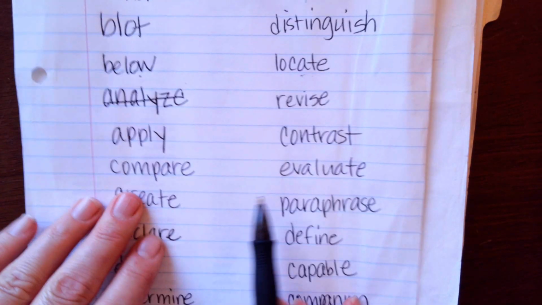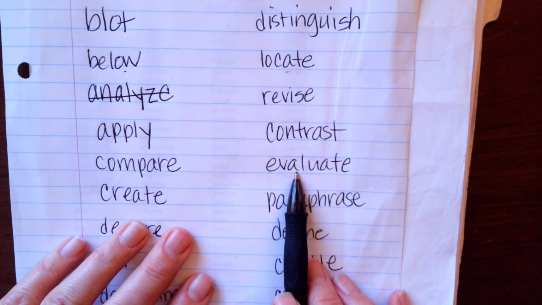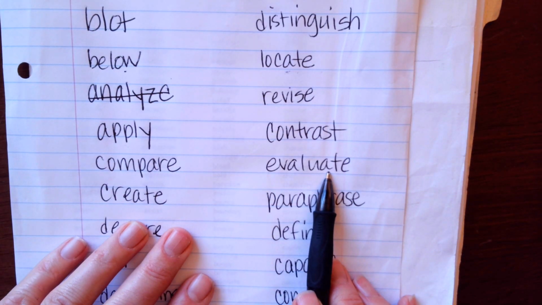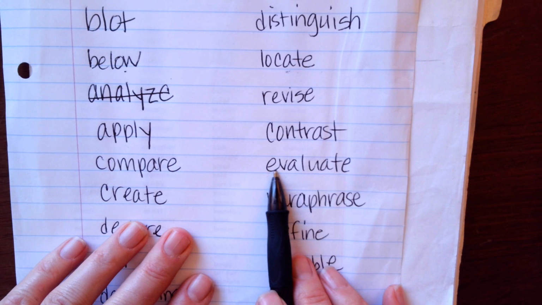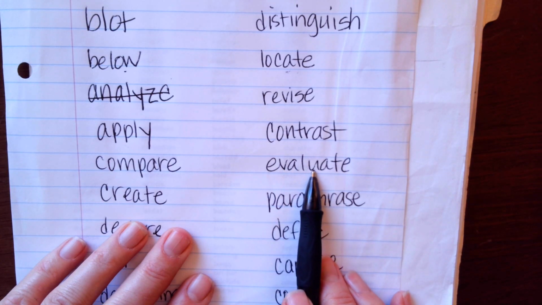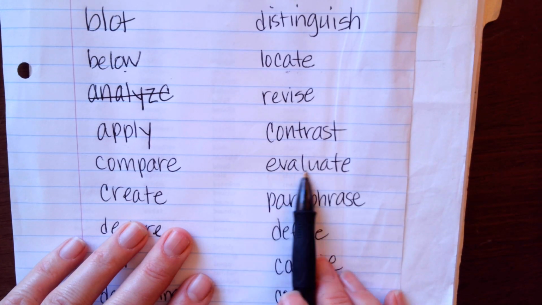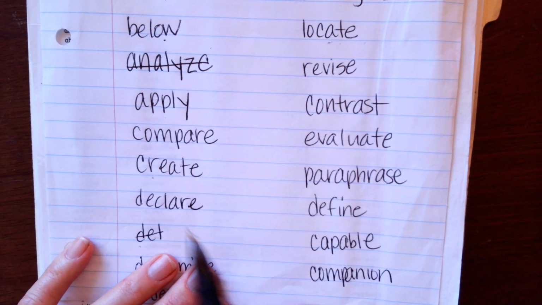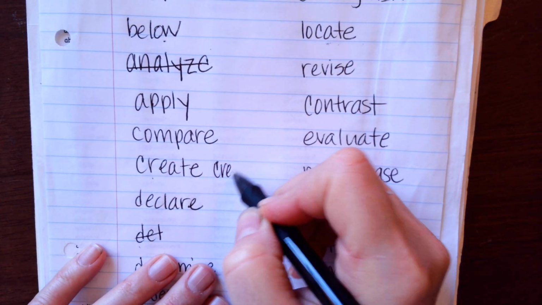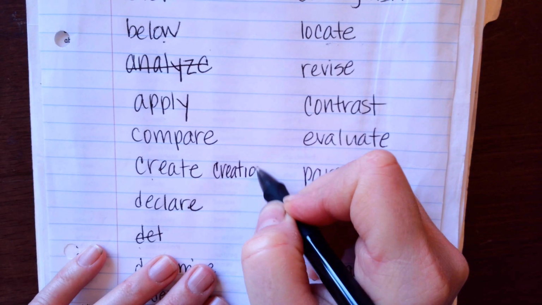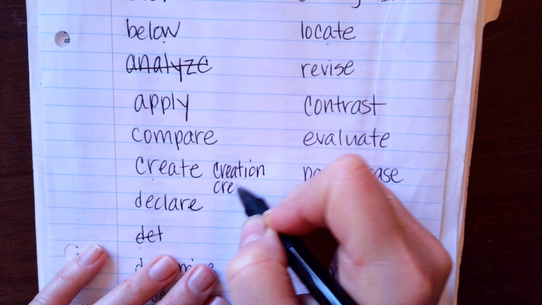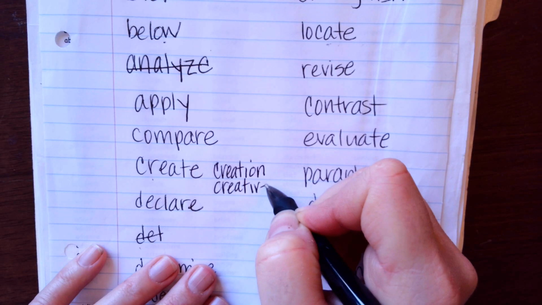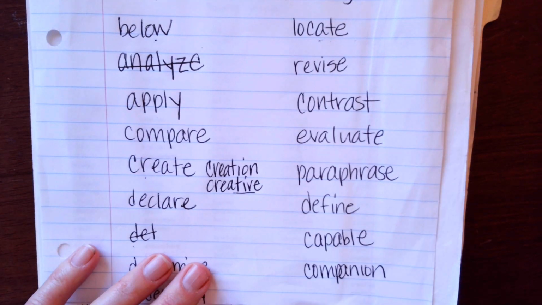Compare. Evaluate. Oh, it's a silent E. Evaluate. This one's a sight word. It's create. And then we have creation and creative. This is another one of the TIV makes tiv.